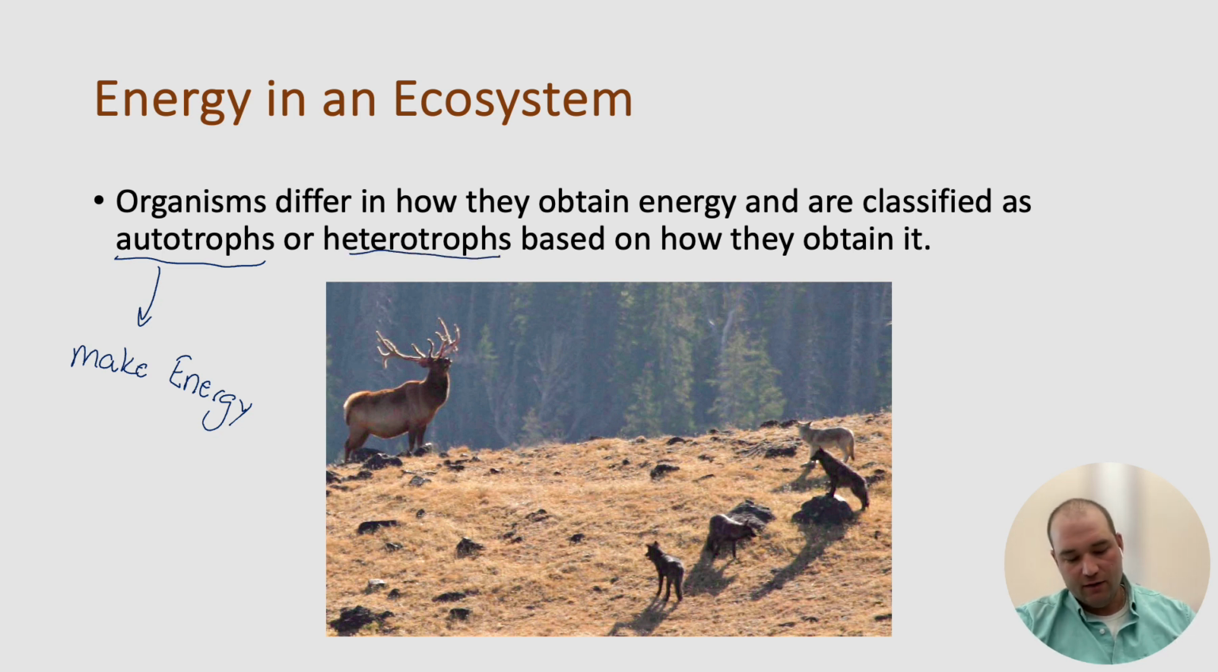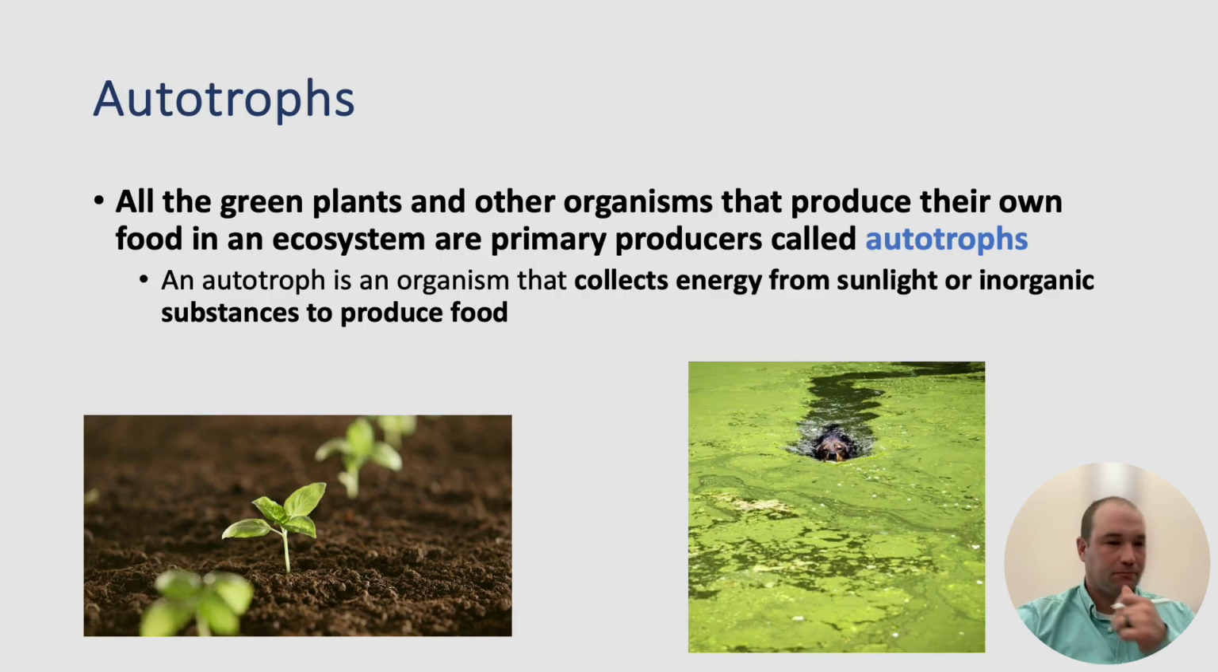We also have heterotrophs. And when we're looking at heterotrophs, these are individuals that consume their energy. So in this picture here, we have two different organisms. We have our elk, and our elk is a type of consumer that eats plants, whereas the wolves are planning on eating the elk. So even though they are both consumers, they are both eating different things.